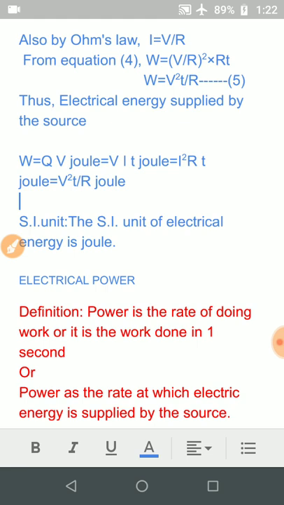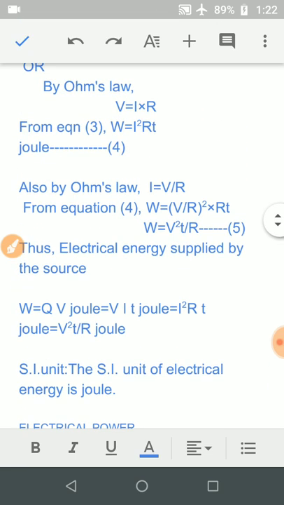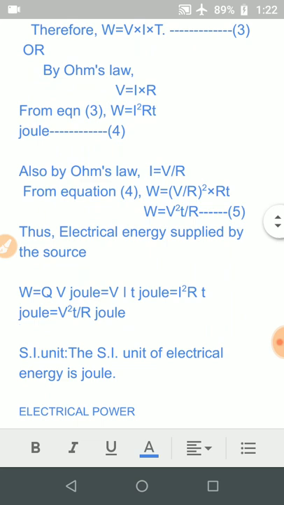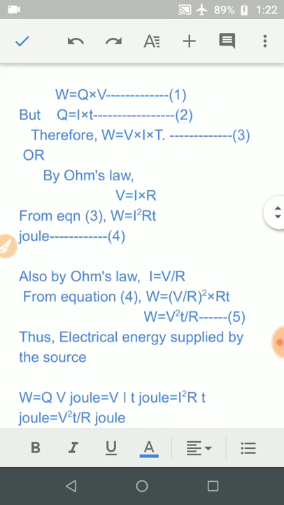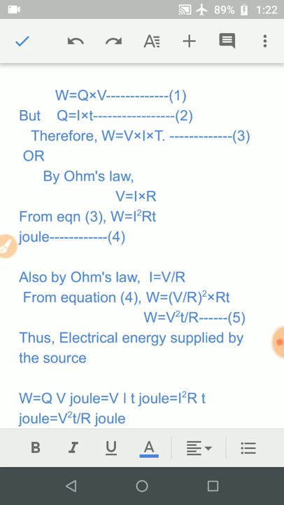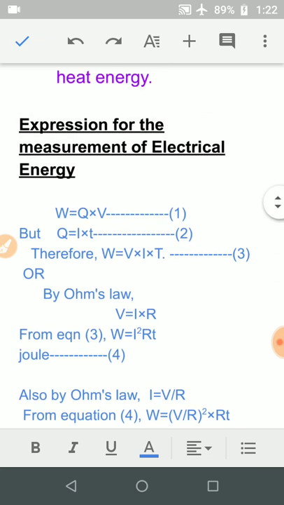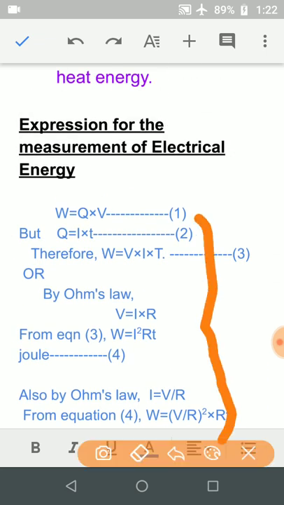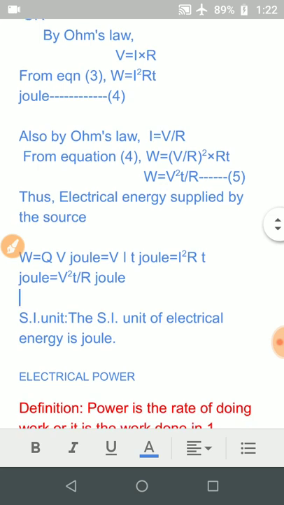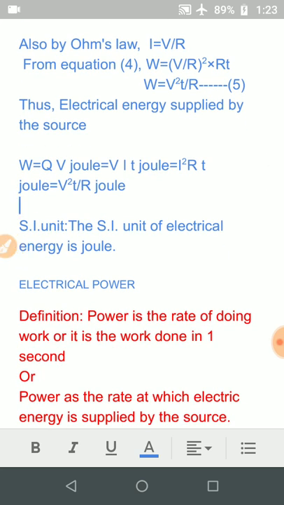Friends, from the above 5 equations, we can easily decide that in all the equations, W is equal to Q into V, that is also joule, and Q is equal to I into T, that is also joule, W is equal to VIT is also joule. Therefore, the unit is joule. Therefore, the SI unit of electric energy is joule.